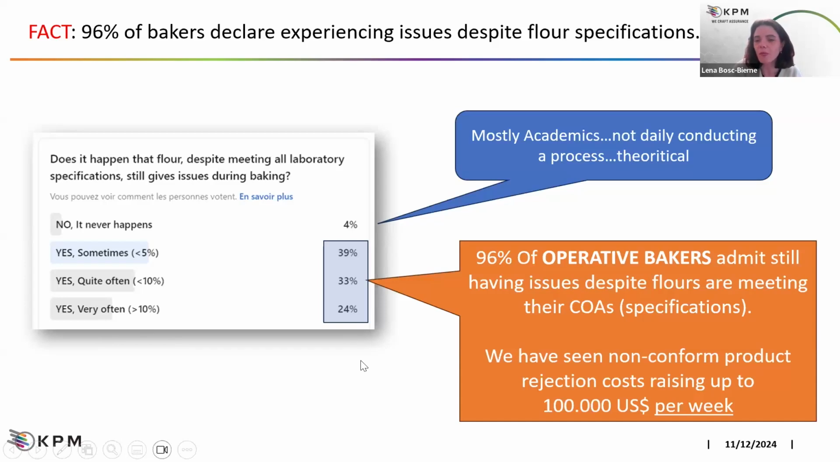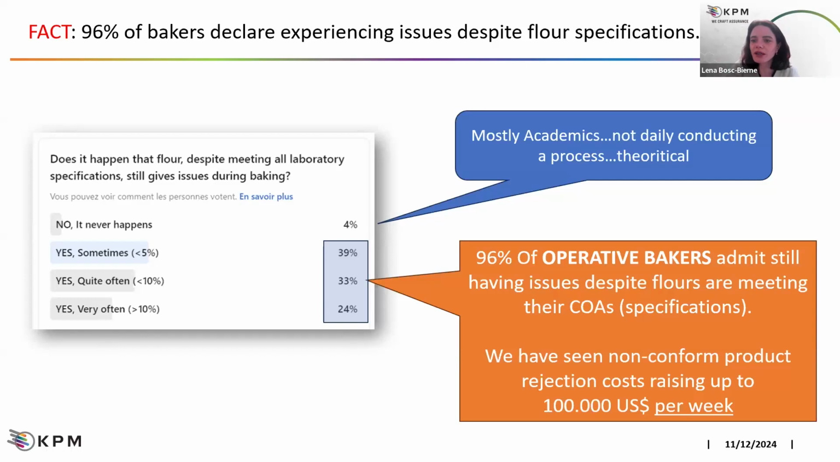So that's not nothing. And the problem is that if you have non-conform flour entering the production, then that means that you are going to increase the number of non-conform final products. And that has a cost that can be very high.